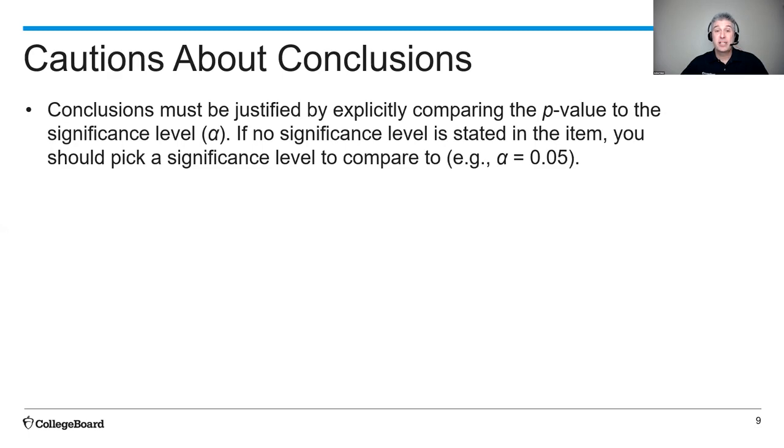If you don't make that explicit comparison, you're not going to get full credit in your conclusion because you haven't justified your conclusion. Now, in some problems, there's no significance level stated. In other words, the problem doesn't tell you what significance level or alpha level to use. In that case, you should pick one so that you can compare your p-value to that chosen level. And the most commonly used significance level is alpha equals 0.05.